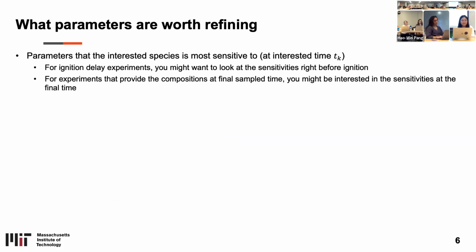And the parameters, so what parameters do we want to refine or do calculations or experiments on? It's usually parameters that the species of interest is most sensitive to at the interesting time points. What I mean by that is it depends on the experiments that you perform. Say you have ignition delay experiments, you might want to look at the sensitivities right before the ignition time, because that will affect your ignition delay time the most.